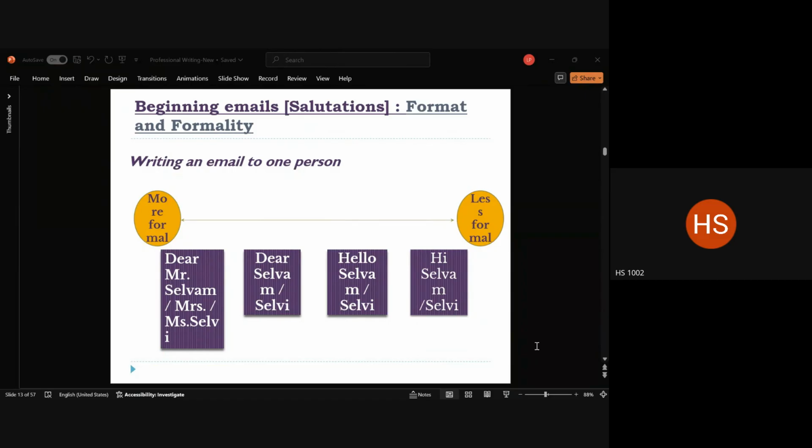So, what is happening here? This person is a familiar person. And is the person above you in the hierarchy? Is this the person above in the hierarchy? Dear and first name. It can be. It can be, right?